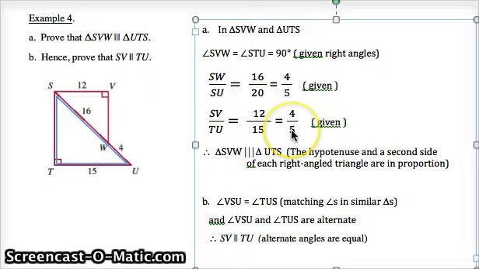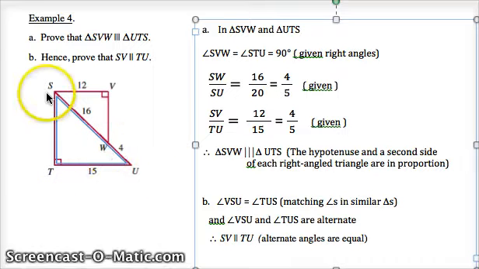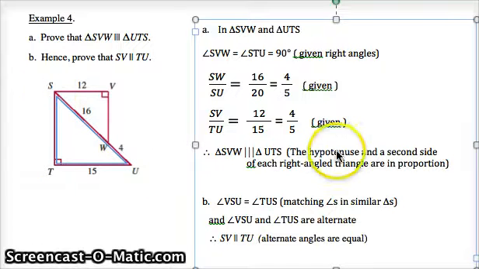Now we can see that those two ratios are equal. Hence, we've chosen those sides quite well. So those two ratios are equal. Hence, this is enough for the proof. So we can say, therefore, triangle SVW is similar to triangle UTS. Reason: the hypotenuse and the second side of each right-angled triangle are in proportion.